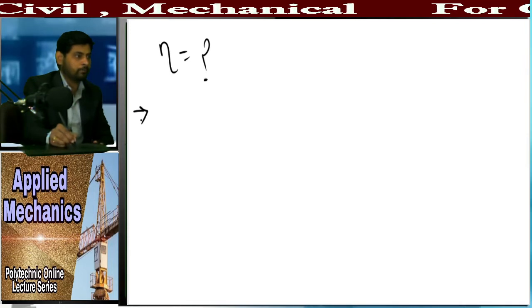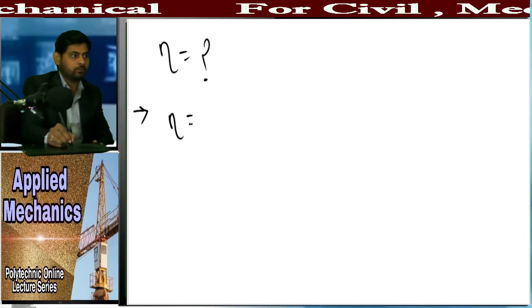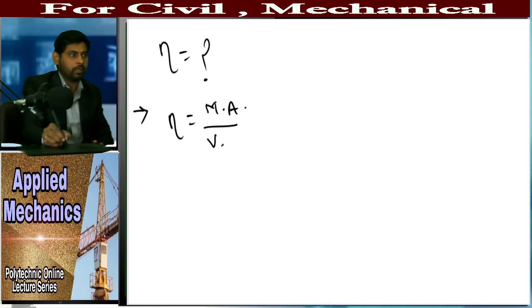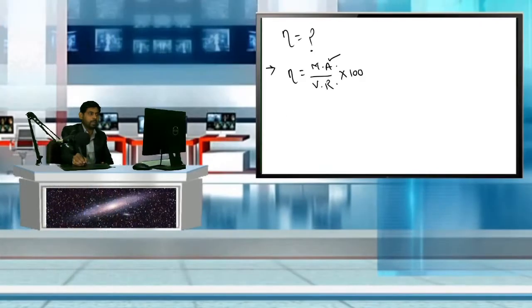Okay, so for efficiency we have a formula, you know the formula for efficiency, that is mechanical advantage divided by velocity ratio into 100. But you can see here mechanical advantage, we don't know the value of mechanical advantage, so you have to find out the value of mechanical advantage. Also velocity ratio is not given to us, so we have to find out the velocity ratio. After that we can find out the value of efficiency, right?